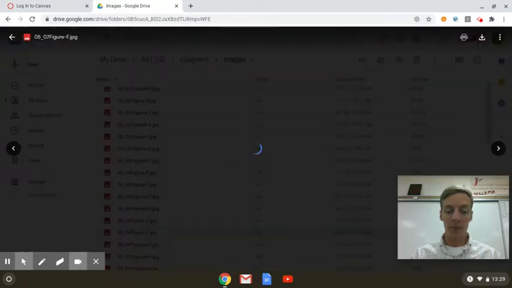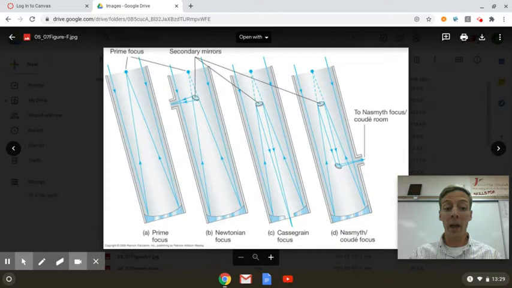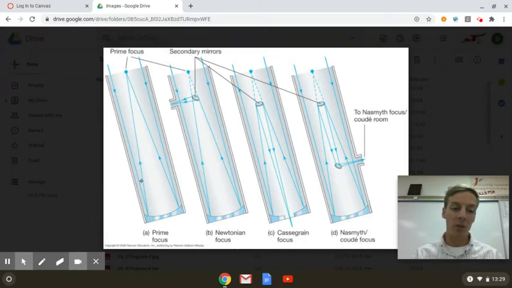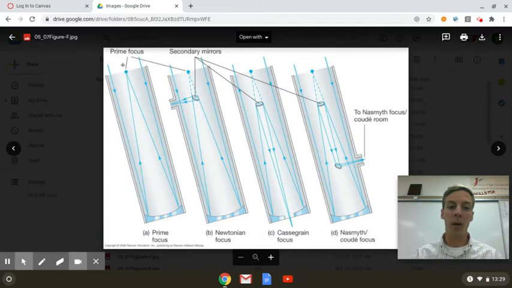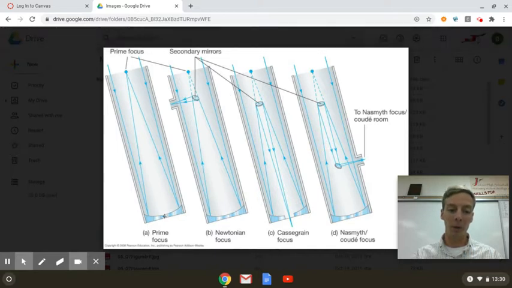Here we go. Seven. And among reflectors, we have several vocab words here that we could look at. Light comes in over here from something distant. From something distant, the light's almost parallel. It goes all the way to the bottom. The bottom focuses this light back up here. That is the prime focus. But then you put in a secondary mirror, not this back mirror. That's the primary mirror.